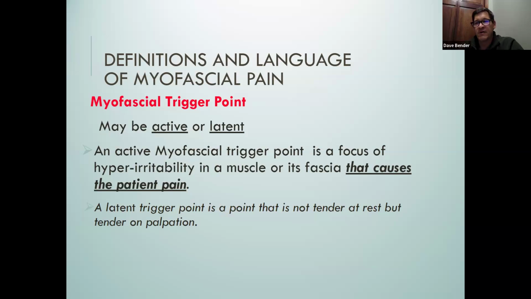There is recognized nociceptive input from this tissue. That tissue is painful. You feel it when the muscle stretches, when you move. It could be even in an inactive state. The latent trigger point is an area that is sensitized and tender, but it's only tender basically to palpation or stimulation.